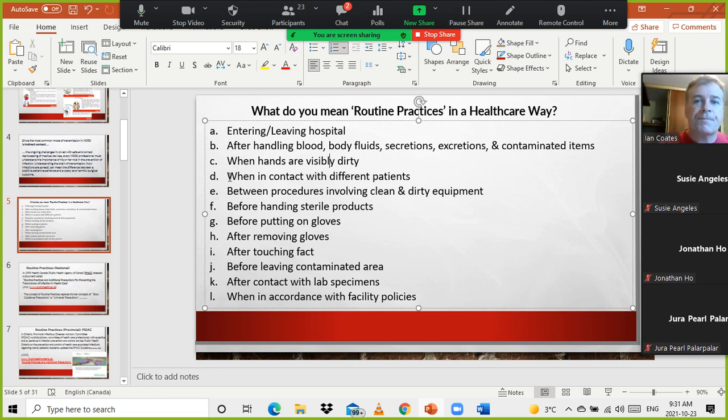When you're in contact with different patients, what do you mean routine? If you're going from one patient to another, and I'm not just talking doctors and nurses, I'm talking about X-ray technicians, these kinds of things, PSWs. You're going from one patient to another. Is there a protocol in place? Is there something there to protect the next patient from you, because you've just maybe been infected by this patient?